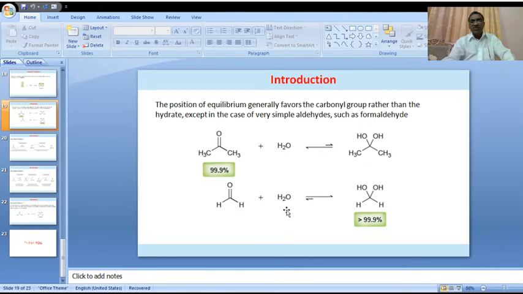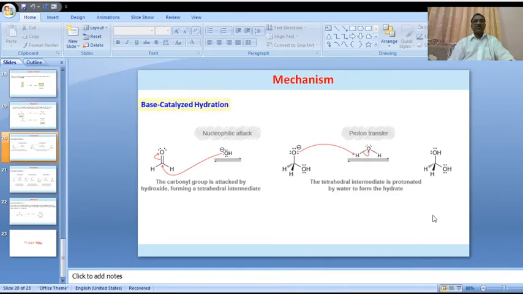On reaction with water, it gives the hydrate compound 99.9 percent. Is it clear? In what way, we will discuss in the mechanism part.